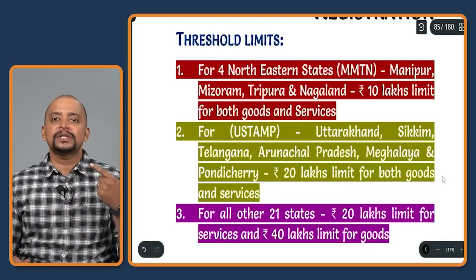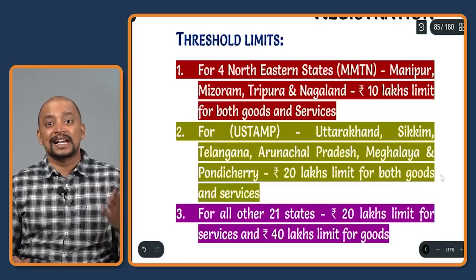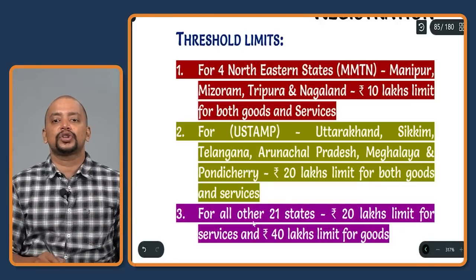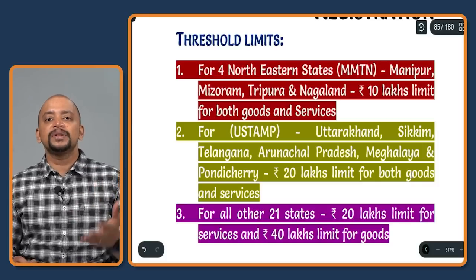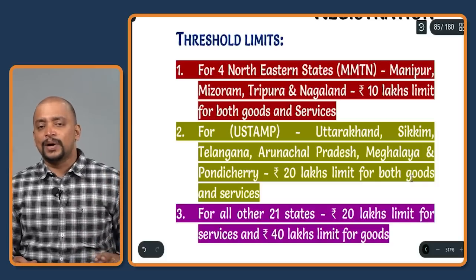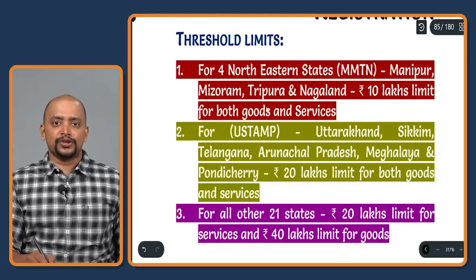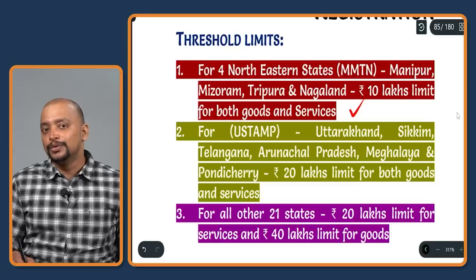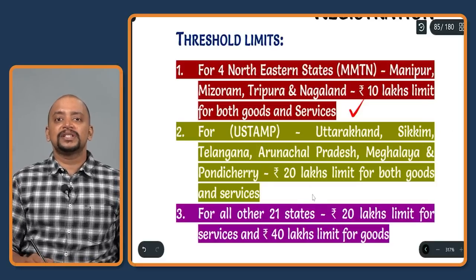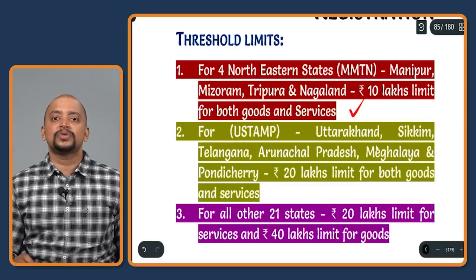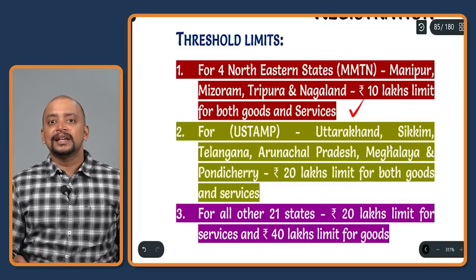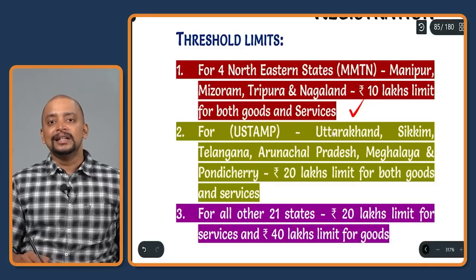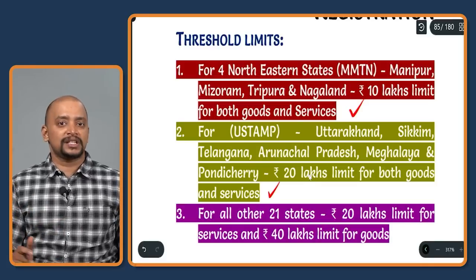Now, Section 22(1) says that whenever a person's aggregate turnover exceeds the threshold limit, they are required to get registered. So what is the threshold limit for registration? If you are doing business only in one state, and that state is in MMTN, Manipur, Mizoram, Tripura, Nagaland, then the limit will be 10 lakhs, be it goods or services. Suppose you are doing business in one state and that state is in U-SAMPT, Uttarakhand, Sikkim, Arunachal Pradesh, Meghalaya, Pondicherry and Telangana, then the limit will be 20 lakhs, be it goods or services.